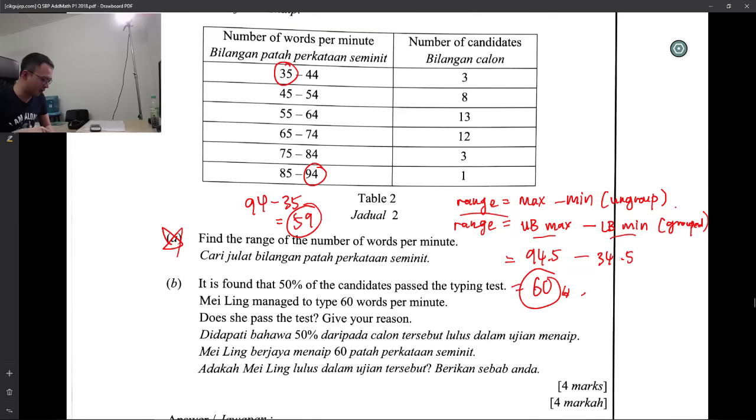Alright, so I move on to the next one. It is found that 50% of the candidates passed the typing test. 50%, that means half of the students passed. In this topic, when I see half, I will think about median.